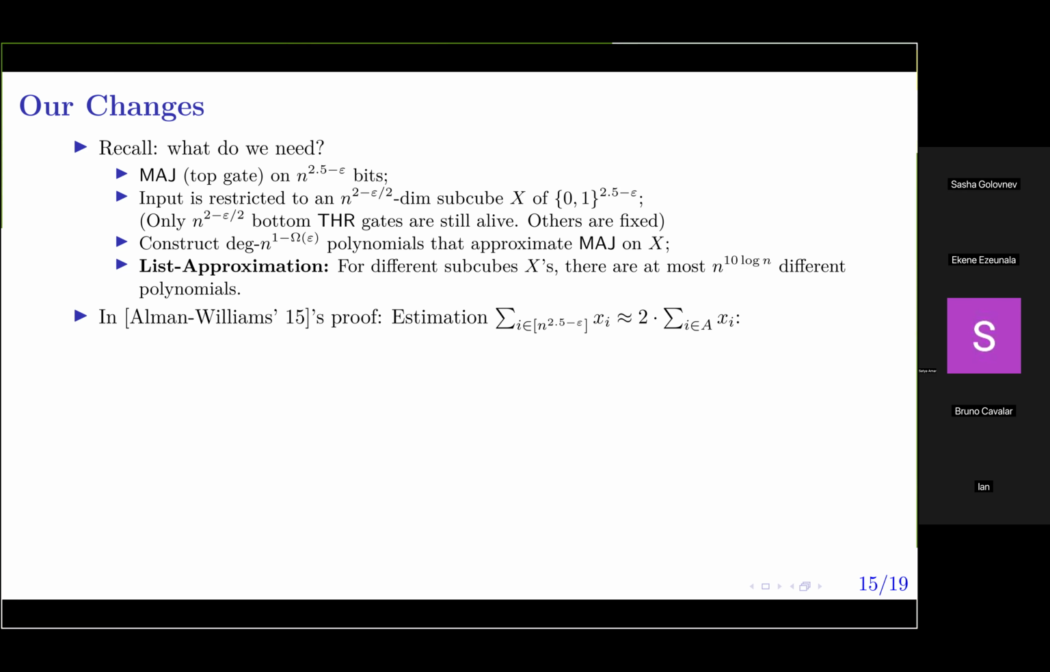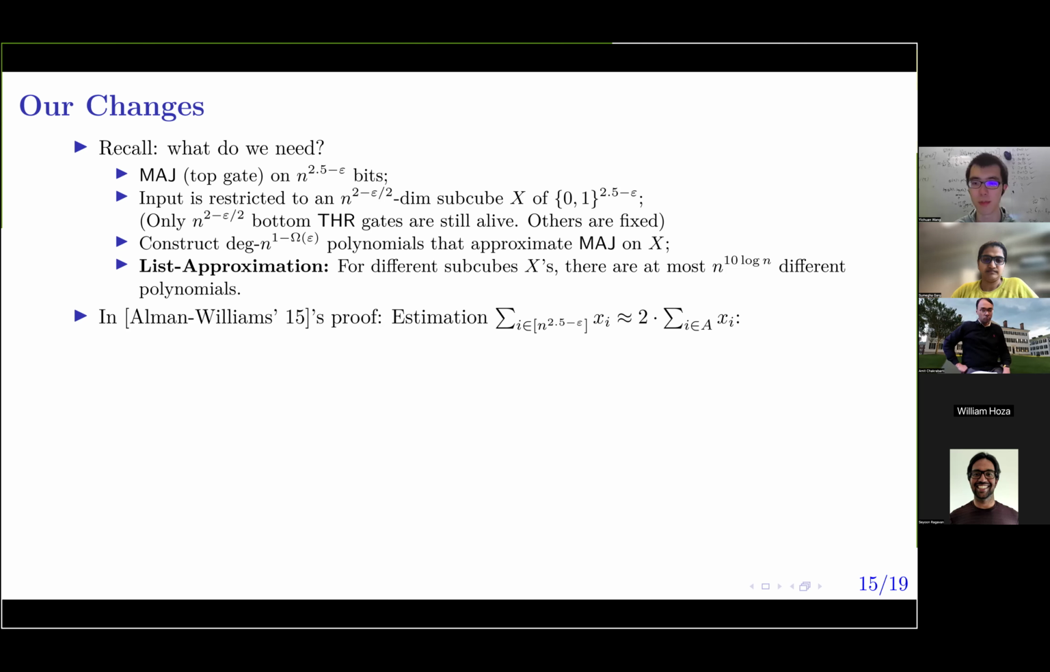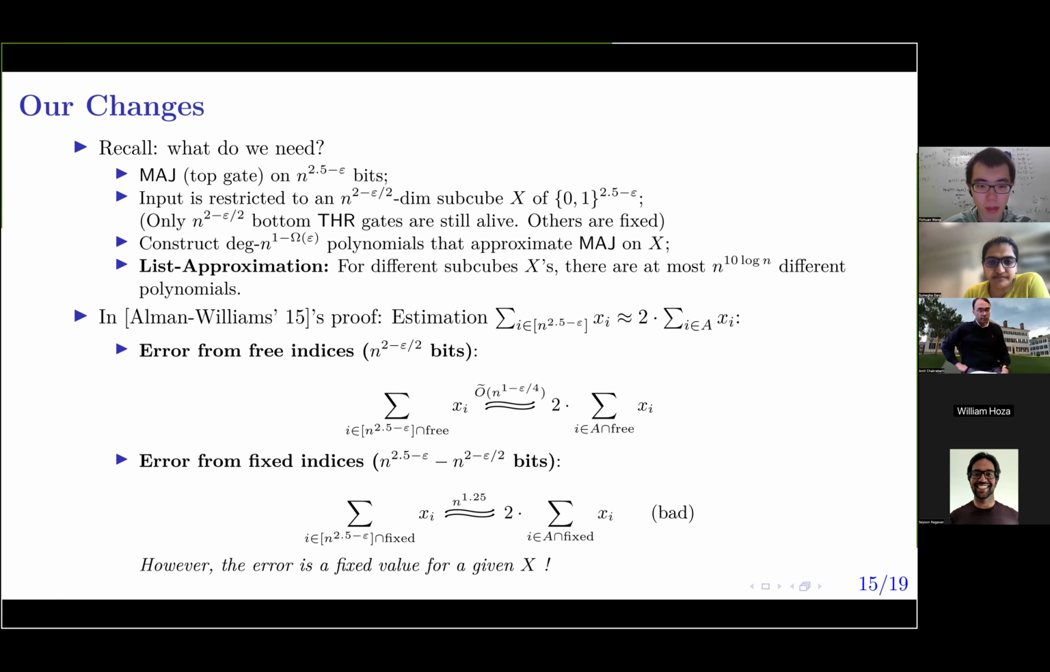Okay, so let's recall. In Alman-Williams' original proof, the core step is that we use this sampled partial sum to estimate this total sum. And let's see what this becomes in our n^2.5 setting. So now we decompose this error more carefully. Because among the n^2.5 input bits, we have some free indexes, corresponding to the threshold gates that are not fixed, and also those fixed indexes, because most threshold gates are already fixed.